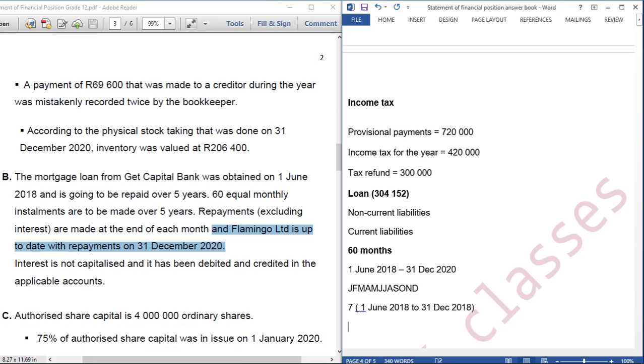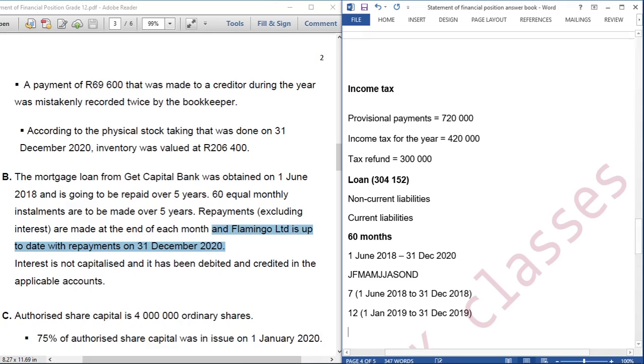All right. Then we are going to add how many months? 12 months, right? 12 months from 1 January 2019 up to 31 December 2019.